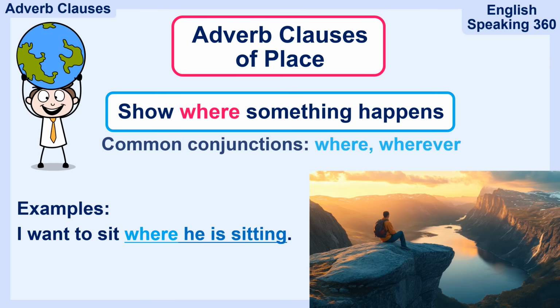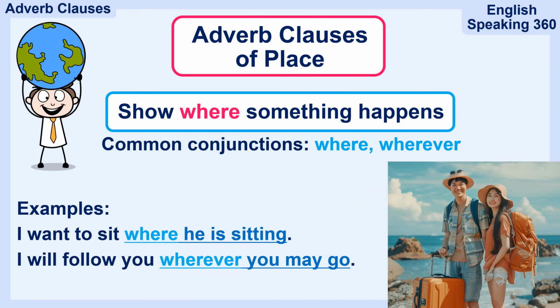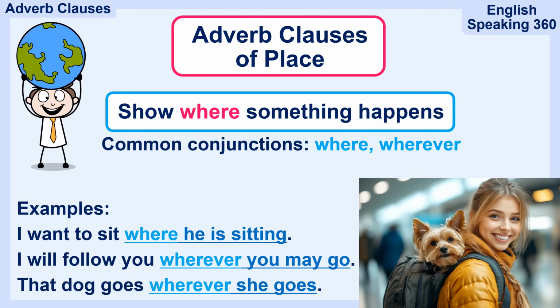We only have two common conjunctions here, where and wherever. I will follow you wherever you may go. That's very romantic, but it also comes from a song. You know that song, right? So that's a great example. I will follow you wherever you may go. That dog goes wherever she goes. Many people do that. They bring the dog wherever they go. It's nice to have a travel companion.